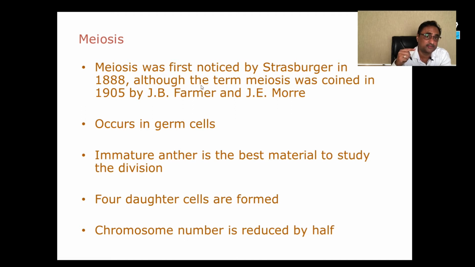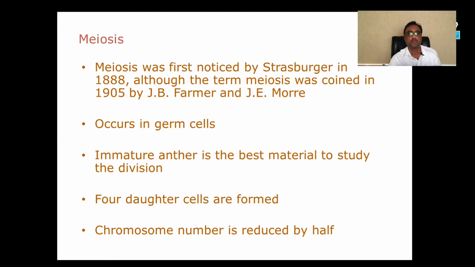And immature anther is the best material for the study of meiosis. Why? Because in the case of an immature anther, it is in the process of meiosis. That's why it is the best material. Okay, and anther can be easily taken in comparison to the female reproductive structure. So that's why immature anther is the best material for the study of meiosis. At the end, 4 daughter cells are formed, and in all 4 of them the chromosome number is reduced by half. Okay, so this is about meiosis.